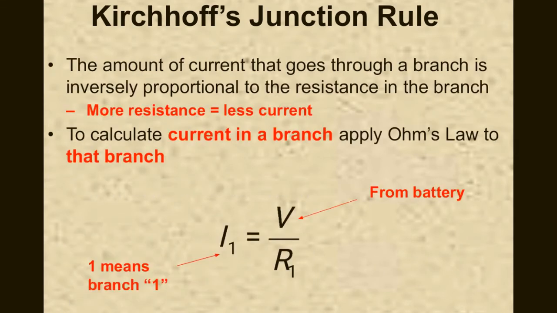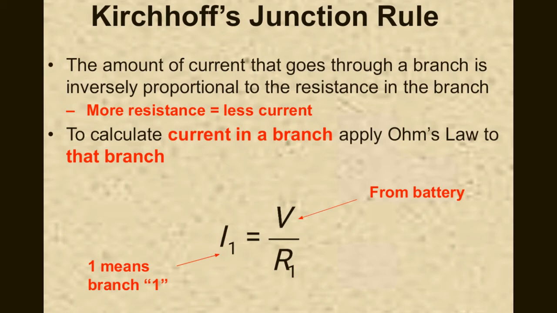Now, the amount of current that goes through each branch is going to be inversely proportional to the resistance in that branch. So when we're talking about branches, the more resistance you have, the less current you have in that branch. To calculate the current in each branch, we're going to apply Ohm's law, and that's simply I is equal to V divided by R, and the subscripts depend on which branch you're looking at.